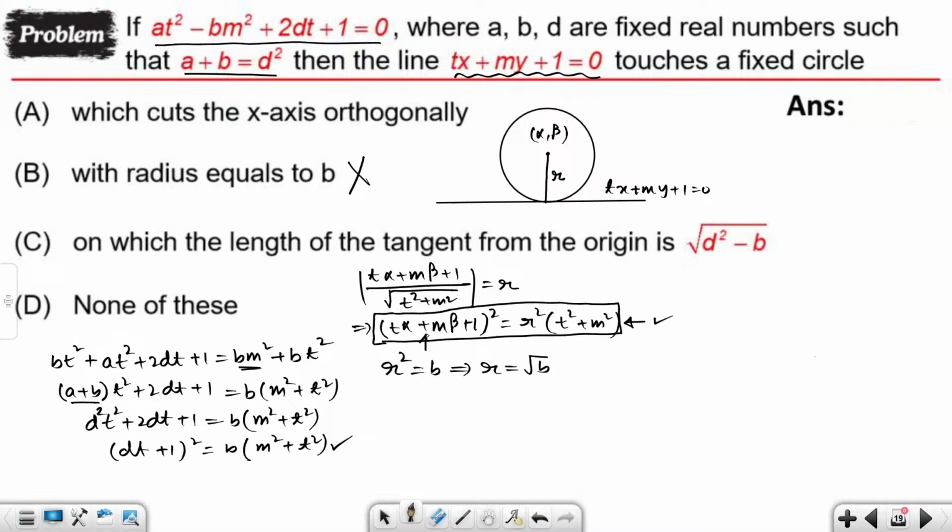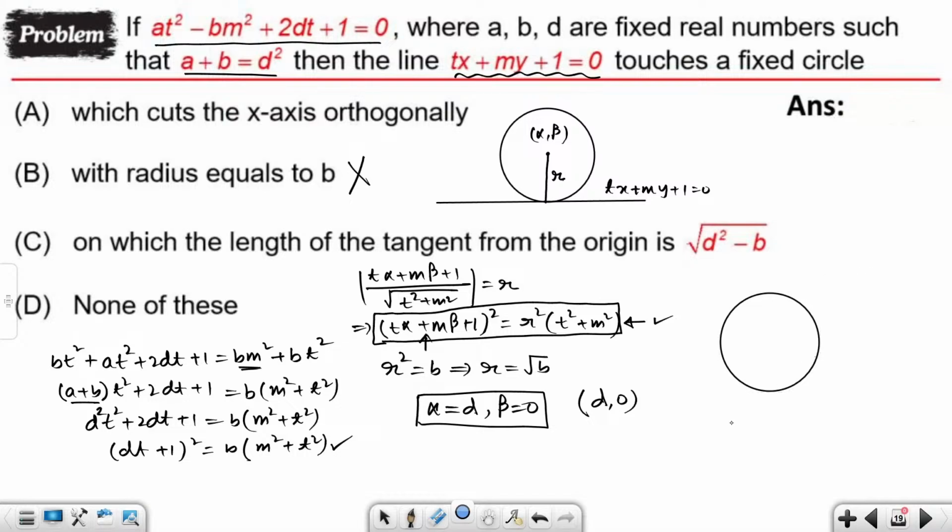Okay, if I compare the left hand side, what we are going to have? We are going to have alpha as d and beta as 0. Yes? Therefore, its center is at d comma 0. That is, the center is on the x-axis. The center of this circle is on the x-axis, right? So this is its center, and this is my x-axis.